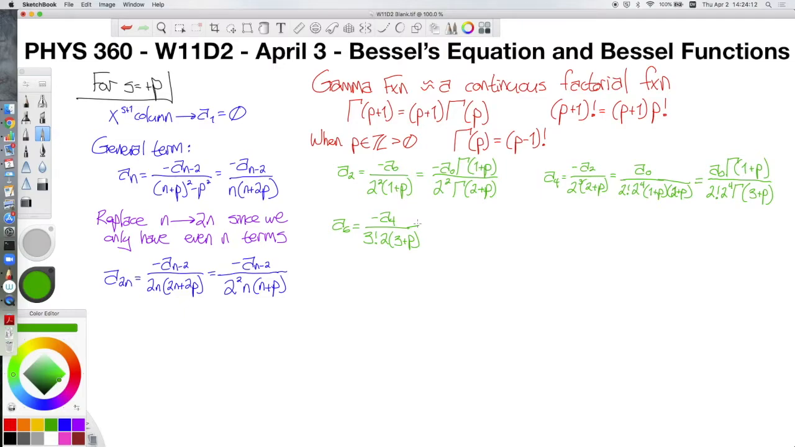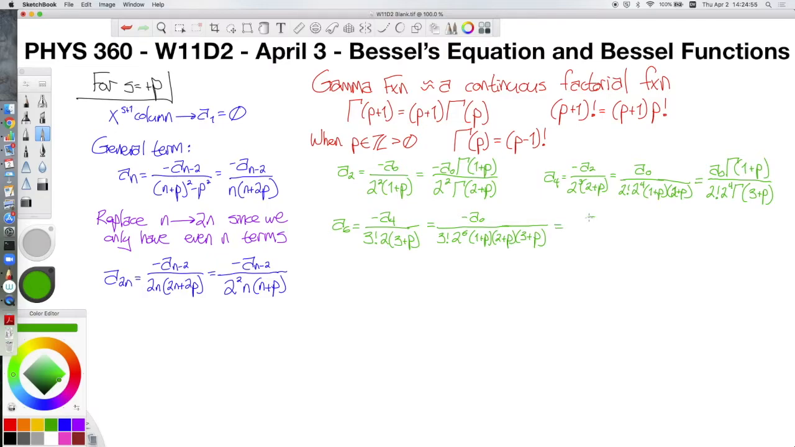Well, we've combined the n we get for n equals 3 and one of the 2's from the 2 squared in order to make that 3 factorial. Then we plug in our expression for A4 in terms of A0. And we end up with negative A0 divided by this whole big thing: 3 factorial times 2 to the 6th times 1 plus p times 2 plus p times 3 plus p. See if you can figure out how we're going to write this in terms of gamma functions before I write down the answer here.